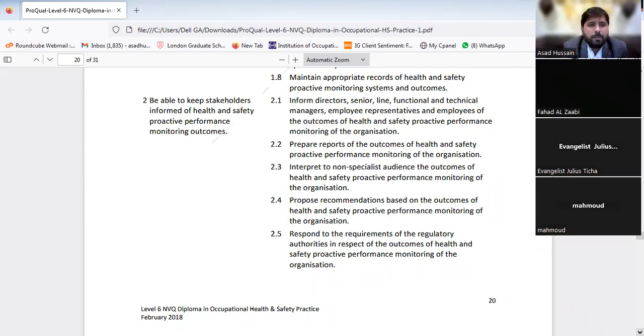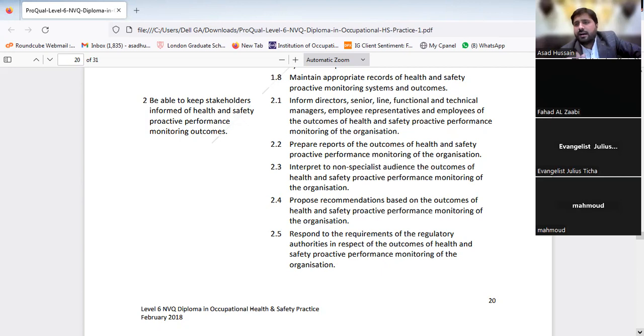Okay, now we have learning outcome 2. It is about being able to keep stakeholders informed of health and safety proactive performance monitoring outcomes. It is discussing that you have proactive monitoring systems and methods with you, and you now know how to develop them. After the development, you have implemented them, and once you have implemented them, you will definitely have outcomes of that system.